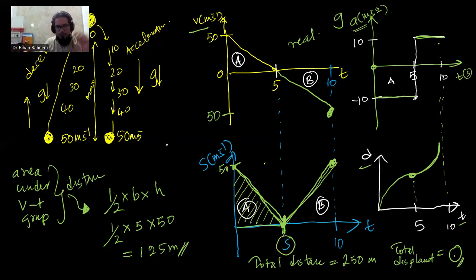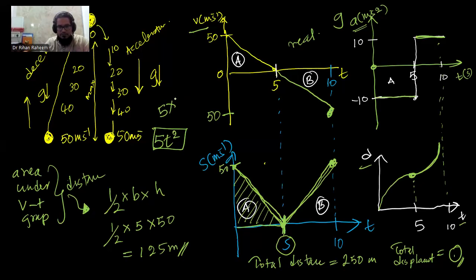Only for the upward journey and the downward journey you can use that. What I am going to give you now is 5t squared. 5 into time squared.